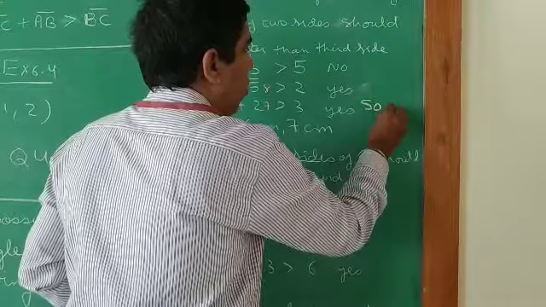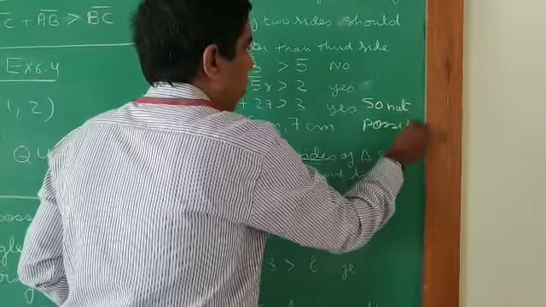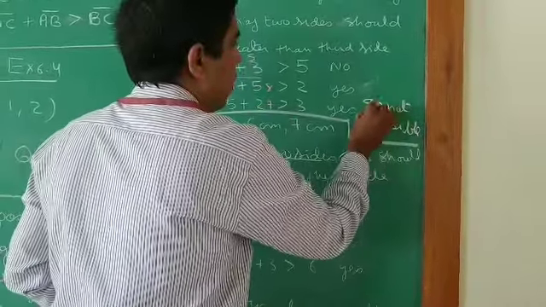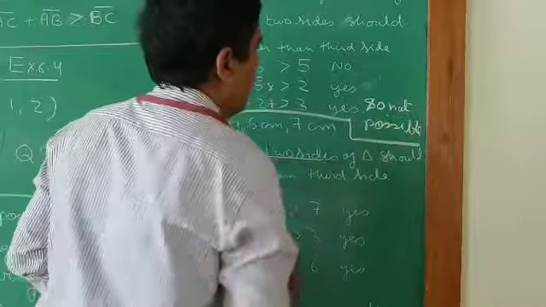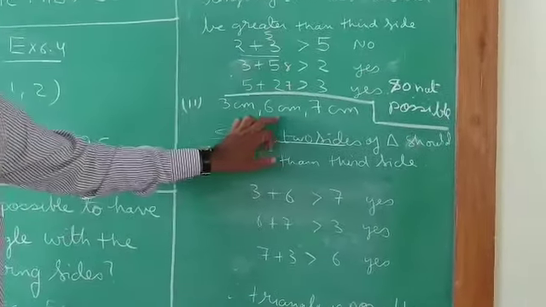So, not possible. Right here, it is a solution. Right here, so not possible. To come here, so not possible. Now, next here, 3, 6 and 7.